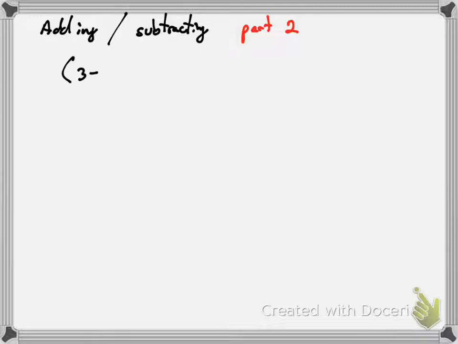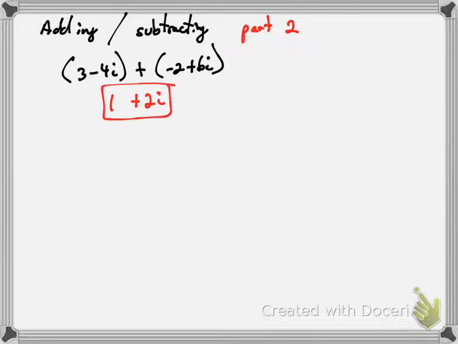Complex numbers, because they're in the form of a plus bi, have a real number part, the 3. We have the complex number part, or the imaginary part, of -4. And when we add and subtract, it's kind of like adding and subtracting like terms. The 3 goes with the -2, so 3 minus 2 is 1. The -4 goes with the 6, so -4 plus 6 is 2i, and we're done. So relatively easy. It's kind of like combining like terms.